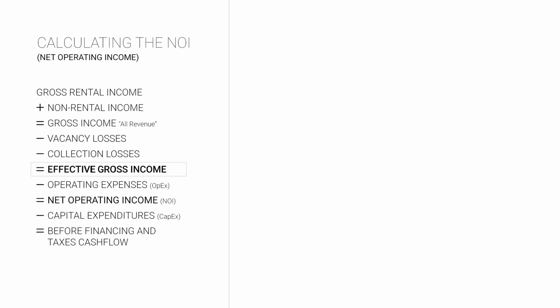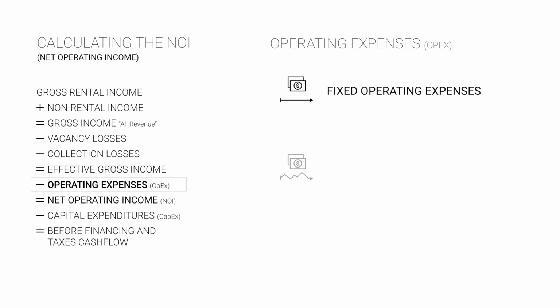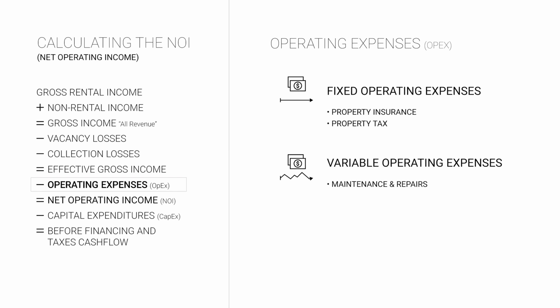And now, from the effective gross income, we have to subtract the operating expenses to get the net operating income. Operating expenses are the costs that are required to maintain the operational functionality of the property. There are fixed and variable operating expenses. The most common fixed operating expenses are insurance and tax. The most common variable operating expenses are costs for maintenance, repairs, management fees, security for the building, and in some cases utility costs, for example electricity, and other expenses, for example trash removal.